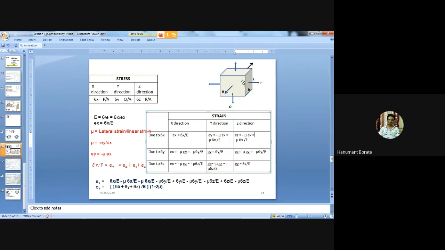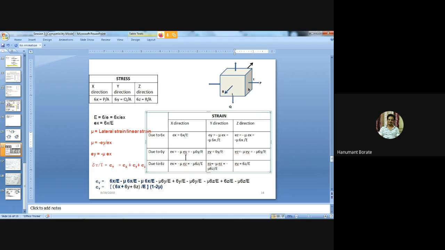So again, we are applying the force. Now forget about the x direction force and z direction force. Just concentrate on the force applied in the y direction. If we apply the force in the y direction, this thickness is going to increase. But at the same time, due to this applied force, this length and breadth are going to decrease. So in the x direction there is a lateral strain, in the z direction there is a lateral strain, and in the y direction there is a linear strain.